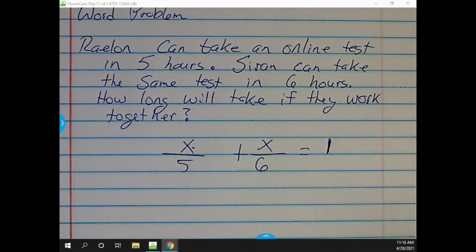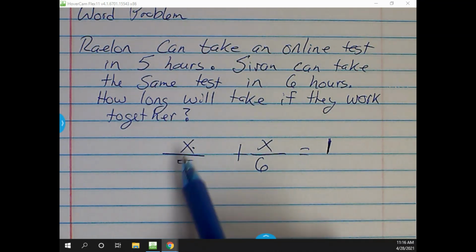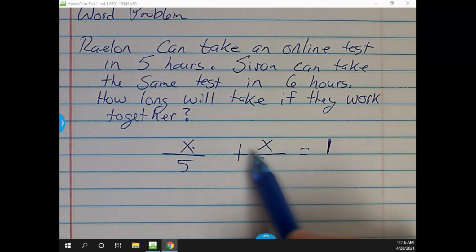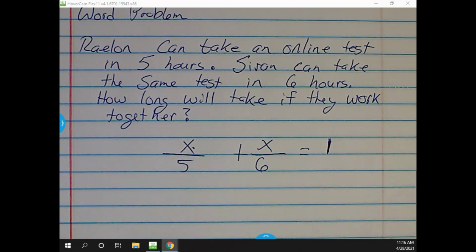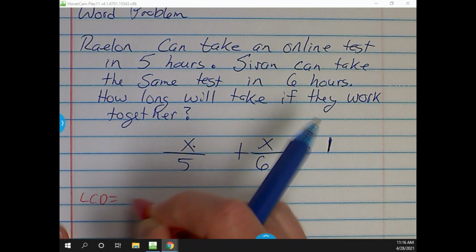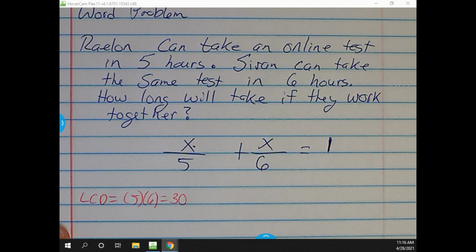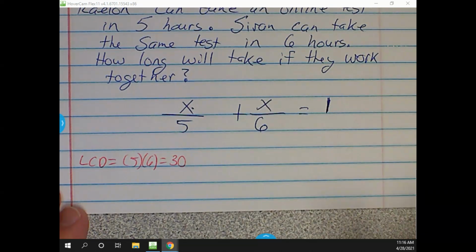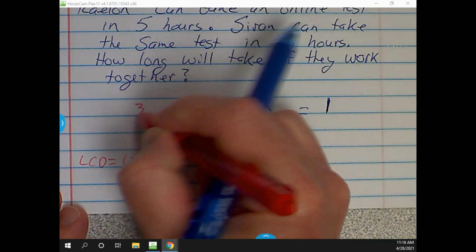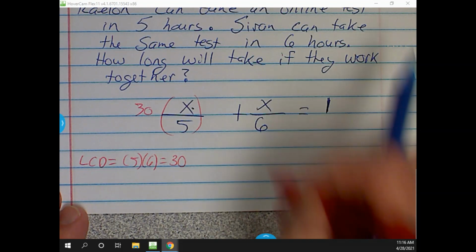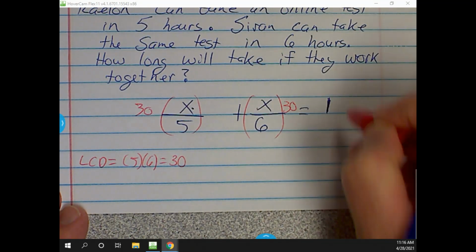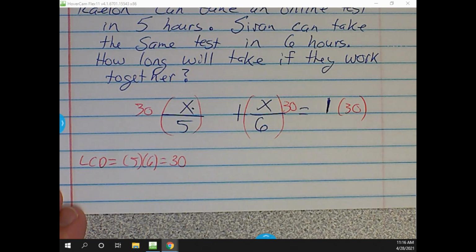Basically, it's just a rate. If we were talking about 1 hour, he would do 1/5 of the test in 1 hour, and he would do 1/6 of the test in an hour. So we can figure out an hourly rate of how this is going to work, and then figure out how long it's going to take them. Your least common denominator is really easy: you just multiply those two numbers together. Then we do the exact same thing: 30 times the first number, 30 times the second number, and 30 times that last number.